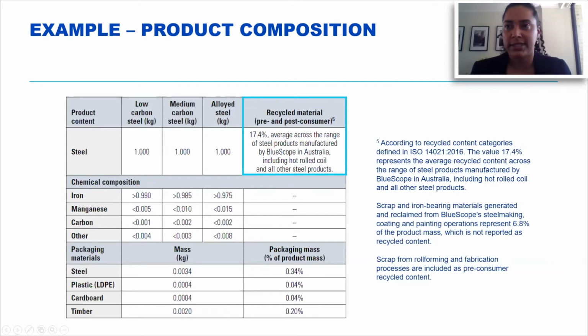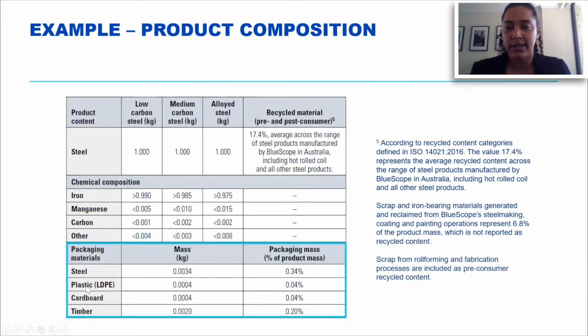So that was something that changed as well. And we also included the packaging information. So that was a new requirement for us. We have some steel strap, plastic film that is added, cardboard, and timber for dunnage for transporting the coils.